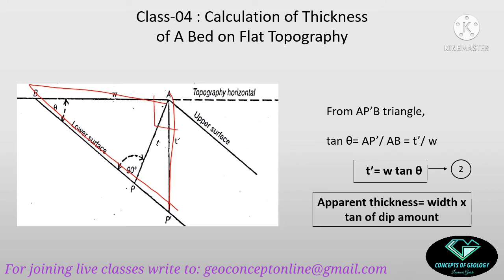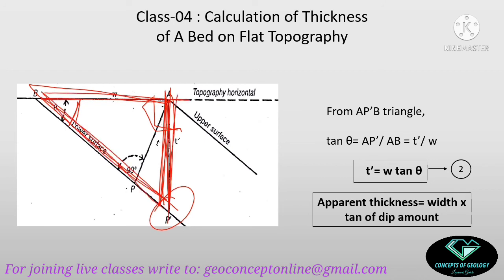So this angle is a right angle here. Suppose I am doing a vertical borehole from the topography, and I have touched the lower surface of the inclined bed here, at the point P dash. So this is a vertical line, this angle is 90 degrees, and this angle is theta, the amount of dip. So here this is the perpendicular, this is the base, and this is the hypotenuse.